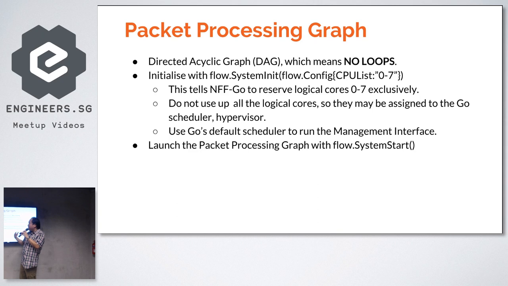Okay. So I was talking about having a management interface, right? If you run an API there, your Go default scheduler will run there. The Go default scheduler will not touch this part. This part will be handled by NFF Go, which is owned with its own scheduler. And after that, you just launch the packet processor with flow.system start.